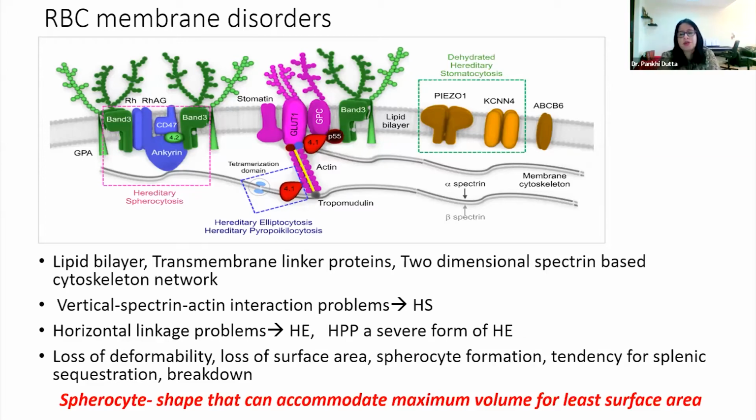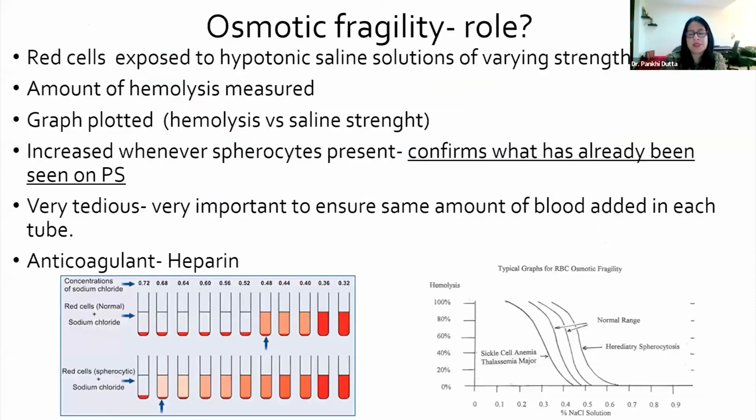a spherocyte will be formed, which will be even more rigid, and there's a tendency for splenic sequestration and breakdown. Spherocyte is formed because of loss of surface membrane, because spheroidal shape is the shape that can accommodate maximum volume for the least surface area. So whenever there's membrane loss, there will be some spherocyte formation.